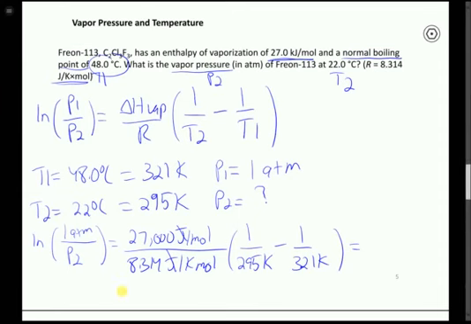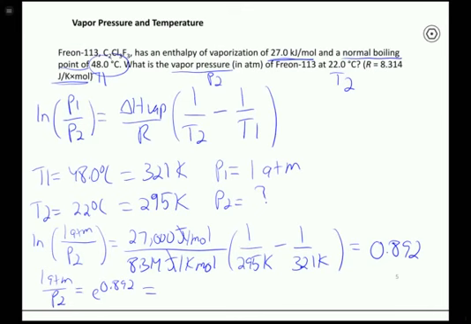We get 0.892. And then if we want to get rid of the natural log on this other side of the equation, we need to take the exponent of that, or e to that power. So we do that, we get 1 atmosphere over P2 is equal to e to the 0.892, which is 2.439.